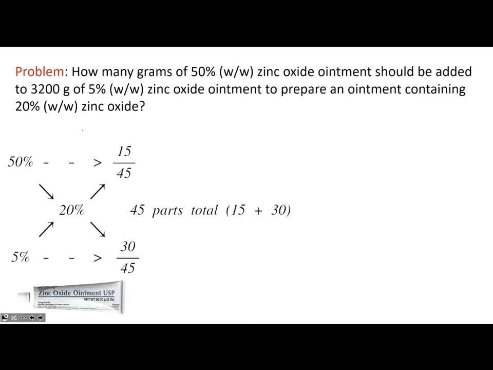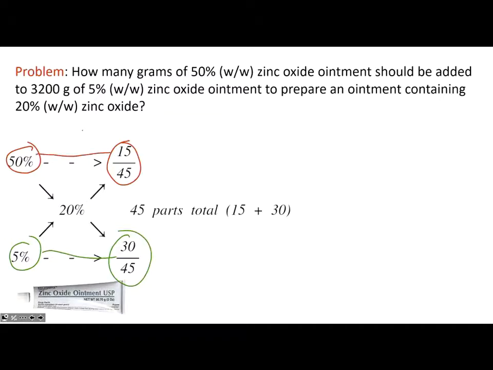Therefore, I divided each of my values by 45. In the end, what I'm saying is that of the 50%, I need to have 15 out of 45, okay? And for the 5%, I need to have 30 out of 45. So I'm going to connect those together, all right?